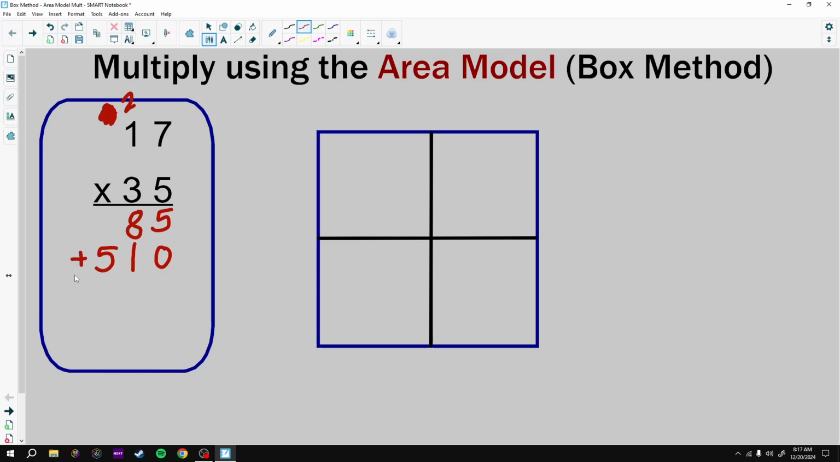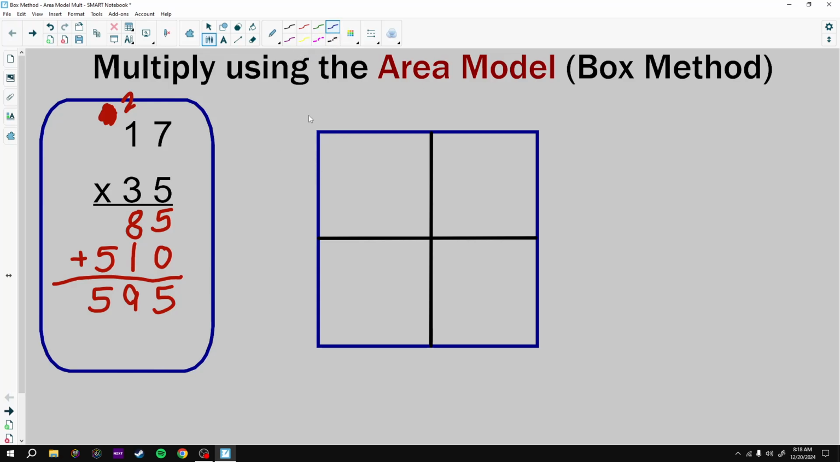Alrighty, now we add those up, and 5 plus 0, 8 plus 1, and bring down the 5. And there we go. The answer is 595. Now the problem with doing it that way is you'll learn how to do it and the method, but you don't really understand why that works. And the nice thing about the area models is it shows exactly why that works.